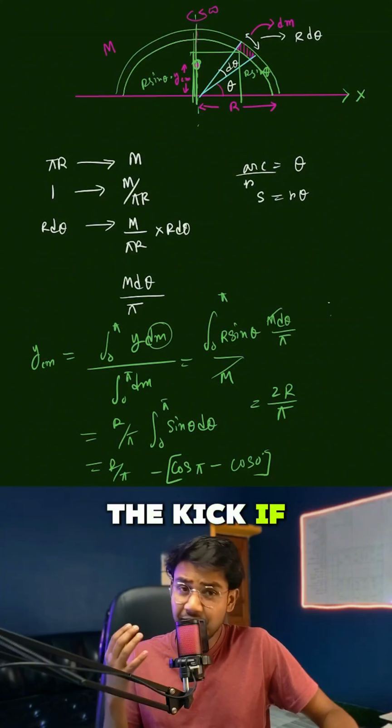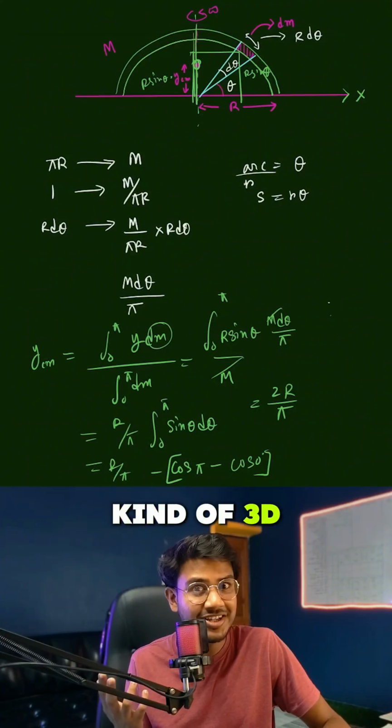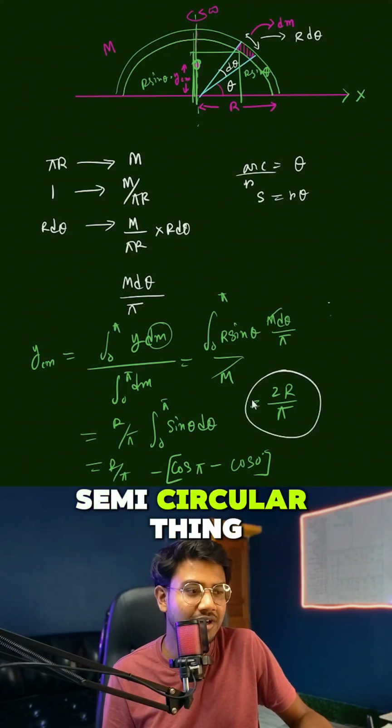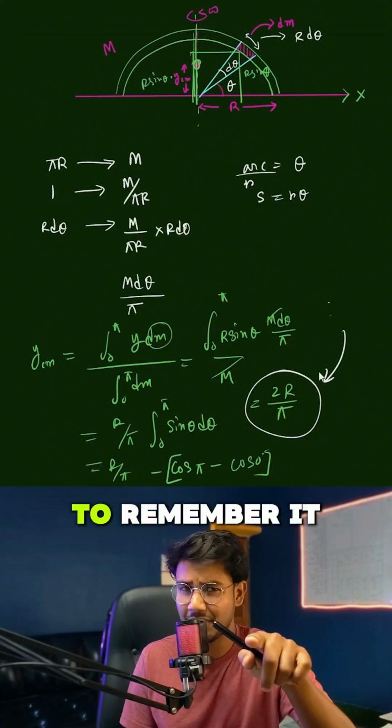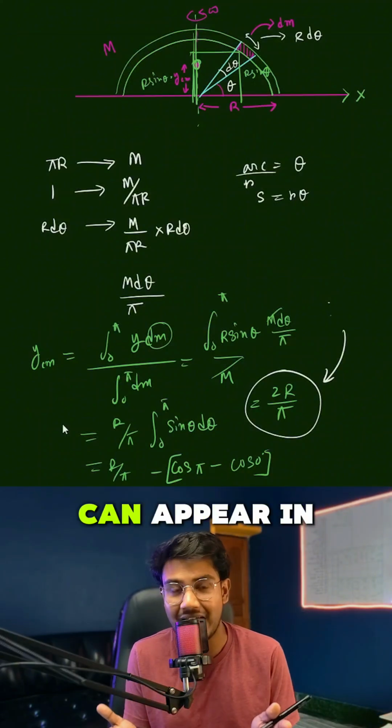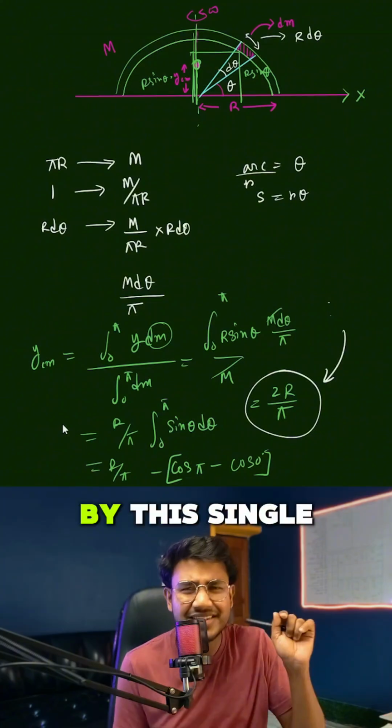So here is the kick. If you are dealing with any kind of 3D shape, just remember the semicircular thing has its center of mass at 2r by pi, and you have to remember it because 1000 types of questions can appear in your JEE or NEET from this single one.